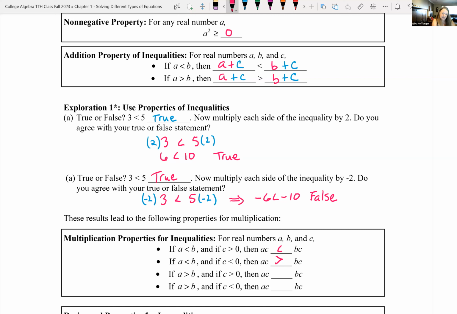If we have A is bigger than B, and C is a positive number, then we can multiply a positive number to both sides of our inequality and it's going to remain true. So AC is still bigger than BC. But if A was bigger than B and we multiplied both sides by a negative number, then that's going to flip my inequality. So AC is now going to be less than BC. So if we multiply by a positive number, keep the inequality sign the same. If you multiply by a negative number, you need to flip that inequality sign.